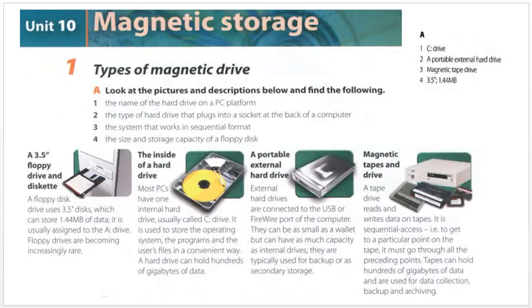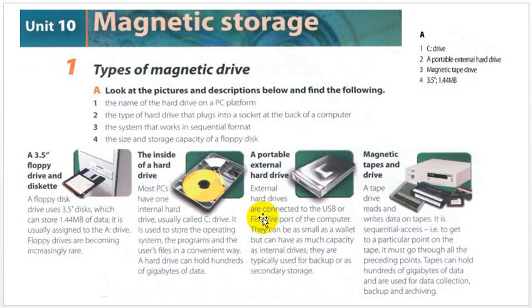Let's go to task number 1. Magnetic storage, types of magnetic drive. Look at the picture and describe below and find the following. At first we should look at the pictures. Picture number 1, picture number 2, picture number 3, picture number 4. The name of the hard drive on a PC platform. Where is that? Okay, C. C drive.